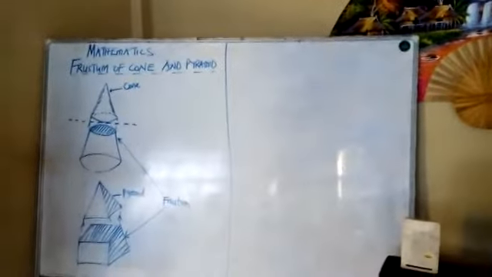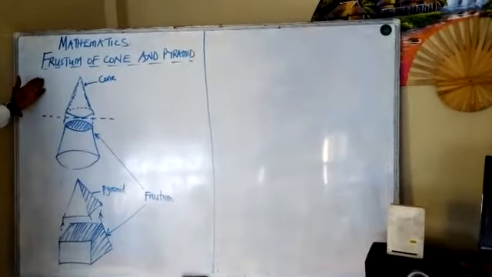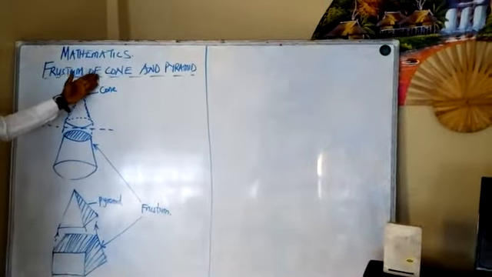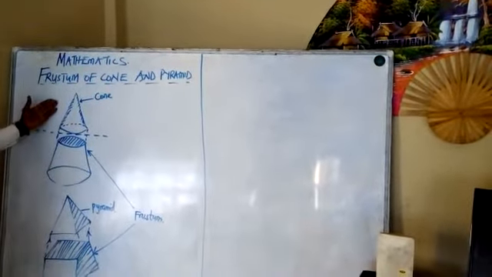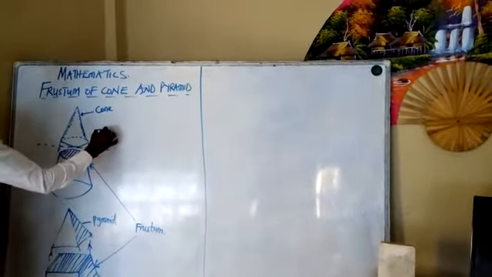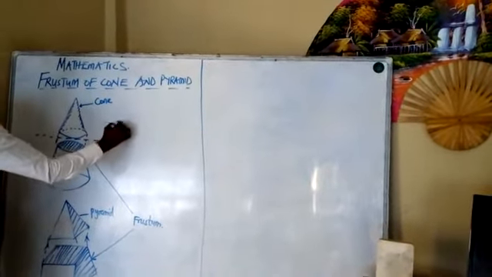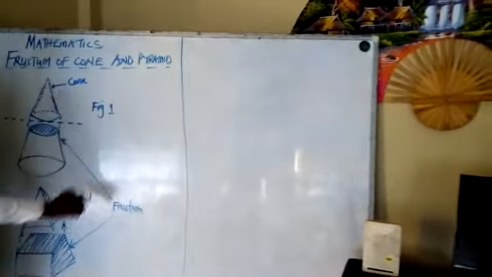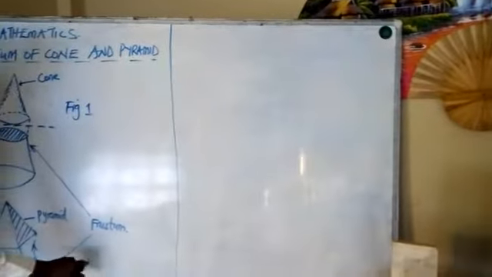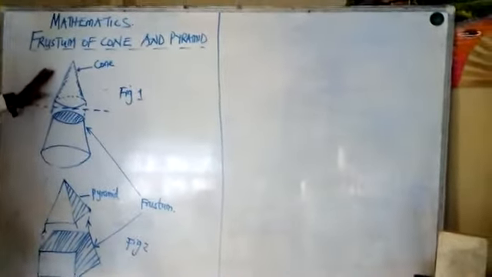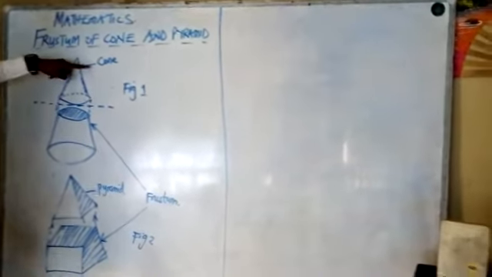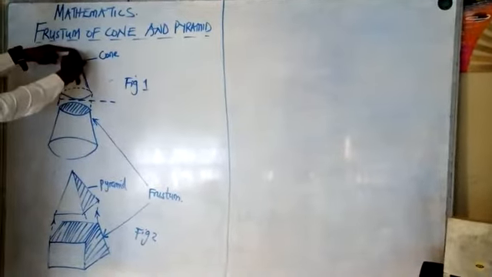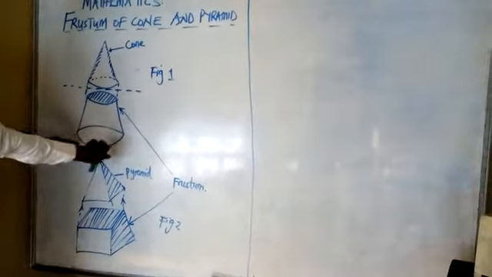This here is our topic for today, and our topic today is the frustum of a cone and that of the pyramid. So from this illustration, from this figure 1, let's assume this is figure 1, and this is figure 2. Now from this figure 1, you are seeing a cone here. In fact, the total image, the complete image before, was a cone.